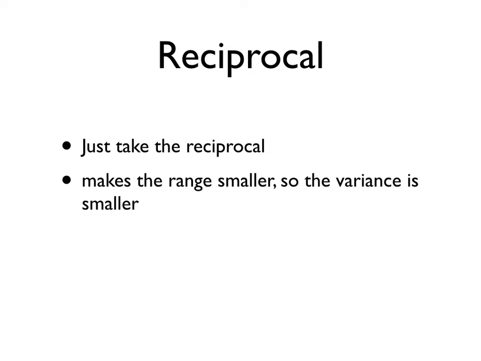So that's another one. There's the reciprocal transformation. The reciprocal is just flipping it over, right? So the reciprocal of 2 is a half. This makes the range smaller because you're taking a whole bunch of whole numbers, perhaps, and turning them all into fractions. They're all now between 0 and 1. So the variance is going to be smaller if the range is smaller, right?